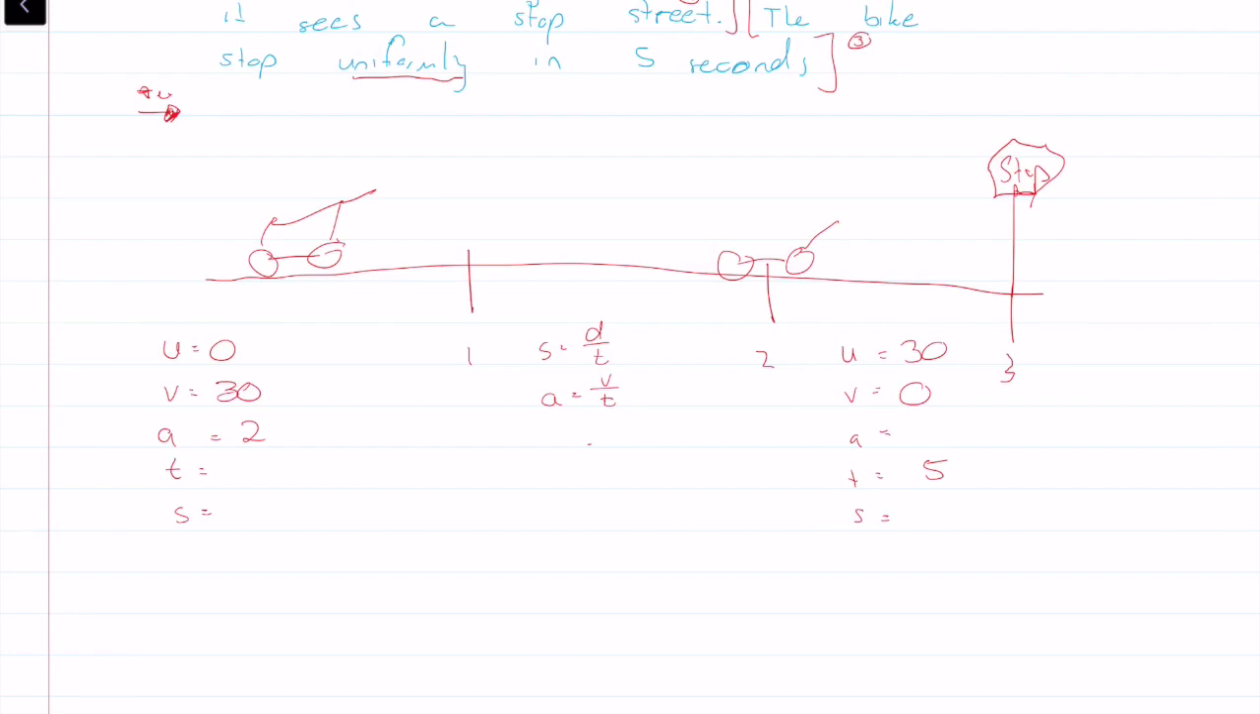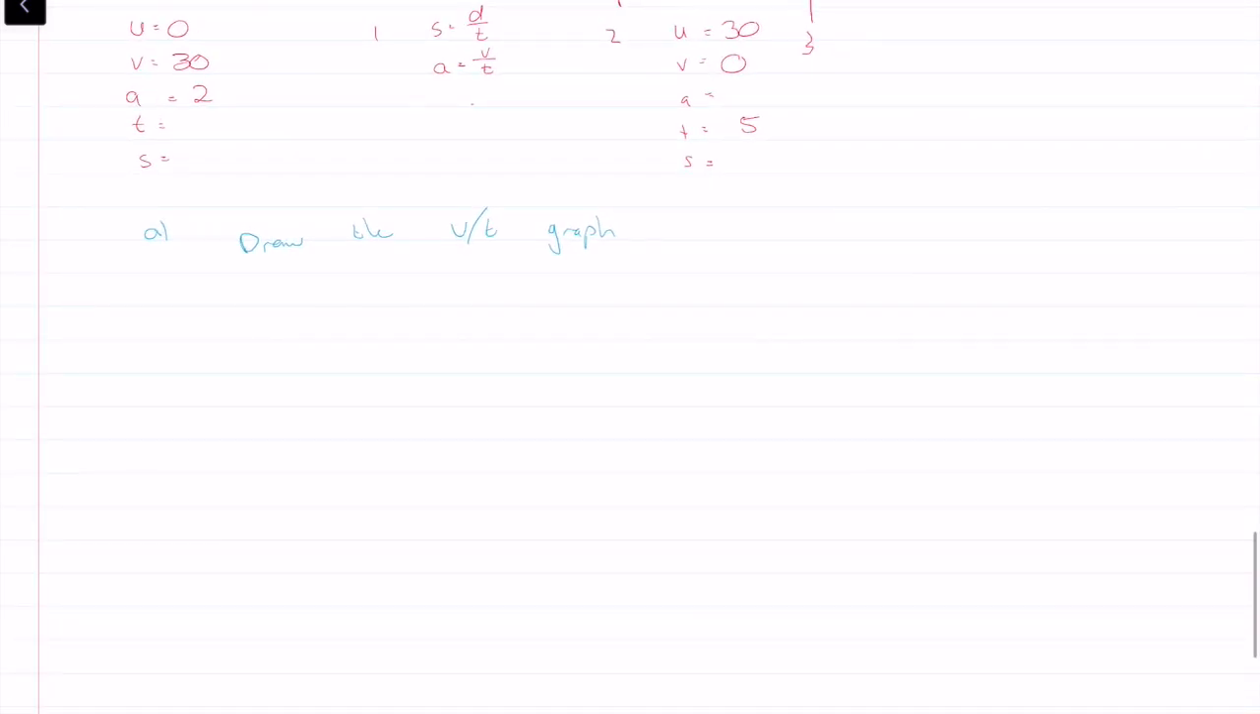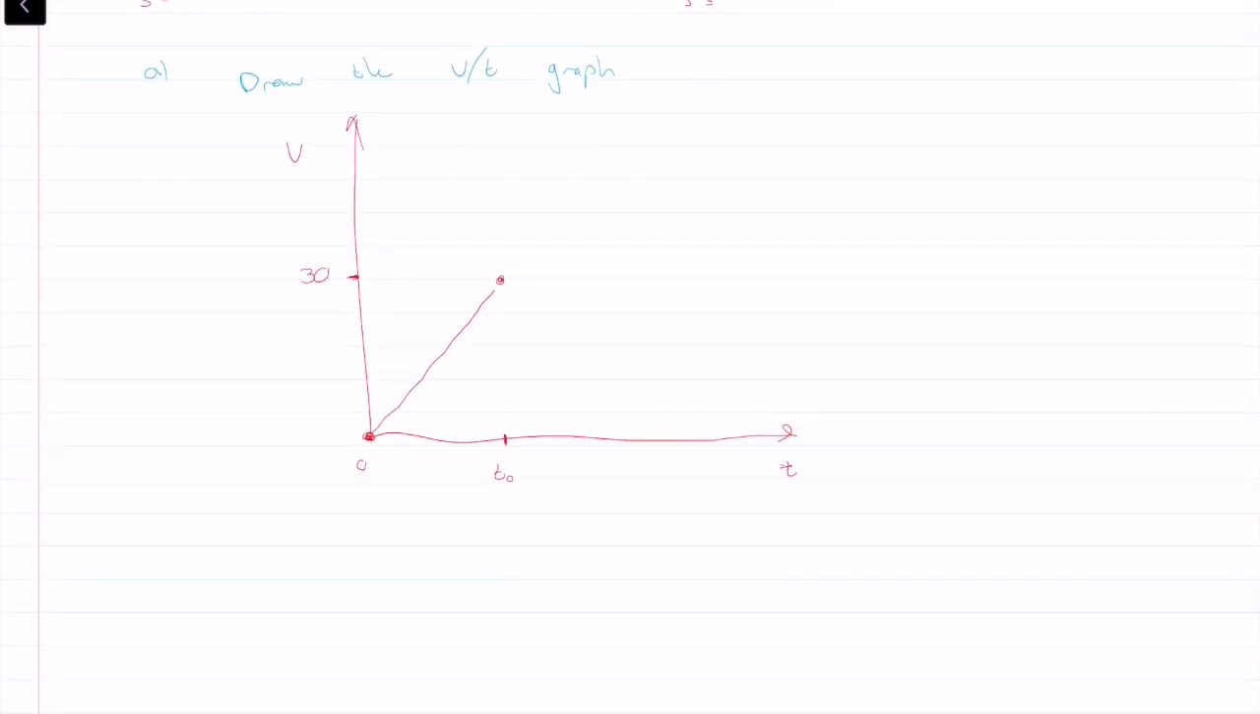Okay, so question A, let's say, draw the velocity time graph. So what does the velocity time graph look like? Let's go through this. We have velocity and we have time. At point 0, velocity is equal to 0. At time equals some unknown, t naught, the velocity is equal to 30. And it gets there through constant acceleration, or uniform acceleration, so we're just going to join that, like that.